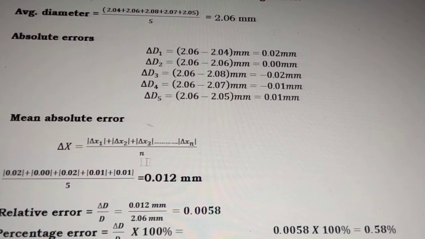Then divide by n, the number of times. n means the 5 times we had: 1, 2, 3, 4, 5. So, there are 5 times. So, you will get 0.02 millimeter, and that is called the mean absolute error.